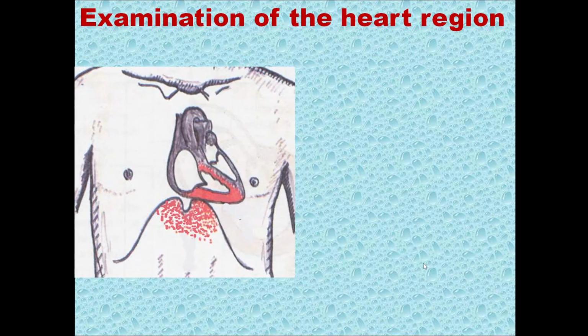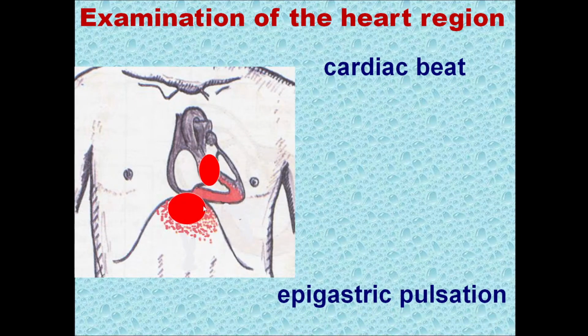Examination of the heart region. Mitral stenosis is characterized by specific symptoms. We can see or can palpate the cardiac beat, which is a visible or felt vibration of the absolute cardiac dullness over the right ventricle due to the hypertrophy. We can see epigastric pulsation. It depends on the intensity of hypertrophy of the right ventricle.